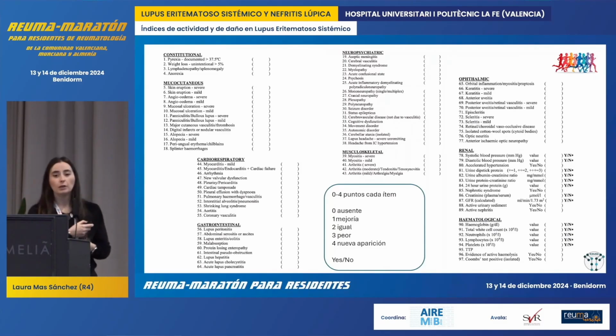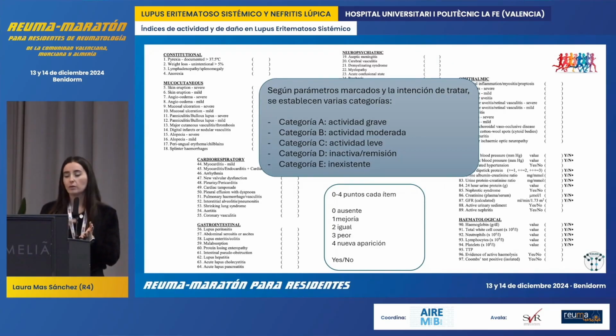We can see that it clearly has a lot of aspects to assess, and each of its parameters, unlike the SLID-I2K, which we said was a binary index, which only detected presence or absence. This one does include and distinguish whether a symptom is present but improving compared to previous assessments, if it remains the same, if it has worsened compared to previous assessments, or if it is a new symptom. With all this and with the help of the glossary, a score is established. Based on that score and the intention to treat, several categories are established, with category A being the one with the highest, most severe level of involvement, and category E representing no involvement at all, to the point that it might not even be lupus. And the inactive state is category D.